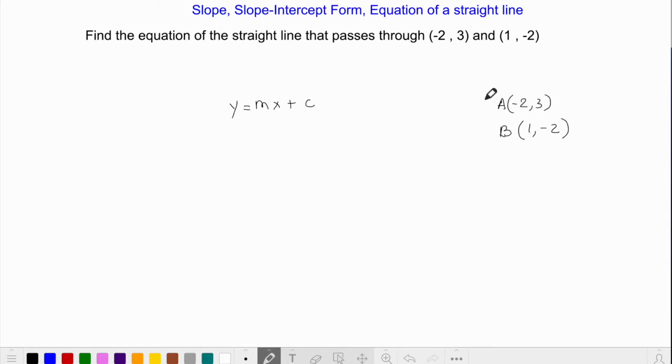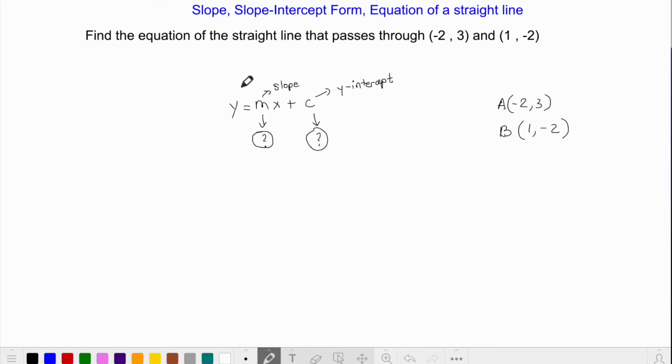-2). So we have 2 points given, but in this formula we don't know what m is, and we don't know what the c value is. The m stands for the slope that measures how steep the line is, and c stands for the y-intercept. That shows where the straight line will cut the y-axis.